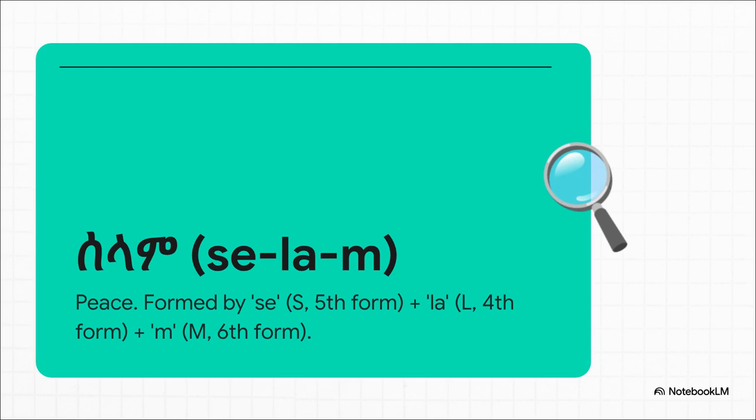All right, let's try a real word. Salam. It's a common Amharic word that means peace. So, how do we build it? It's made of 3 characters. The first one is the base character for S, but it's been changed into its 5th form, which gives it the sa sound. The second one is the base for L, and it's in its 4th form, making it la. And the last one? That's the base for M, in its 6th form, which is just the consonant sound, M. Put it together, and it's not magic, folks. It's the matrix at work.